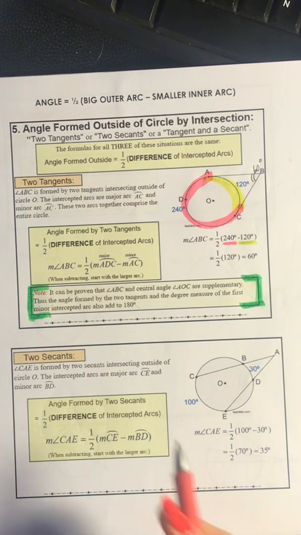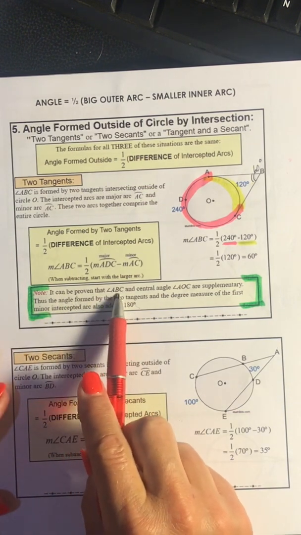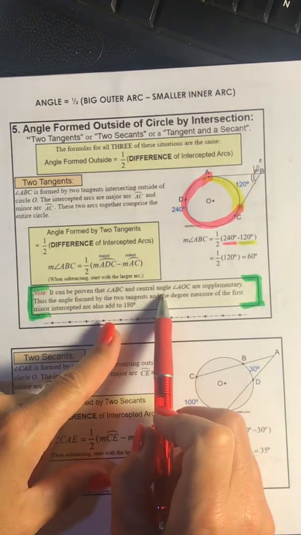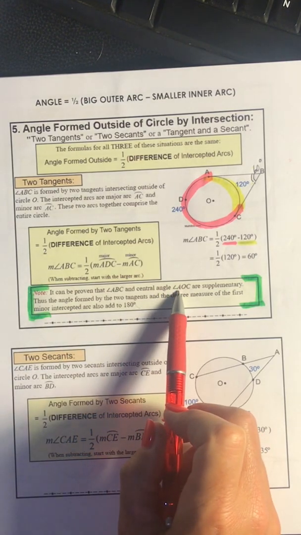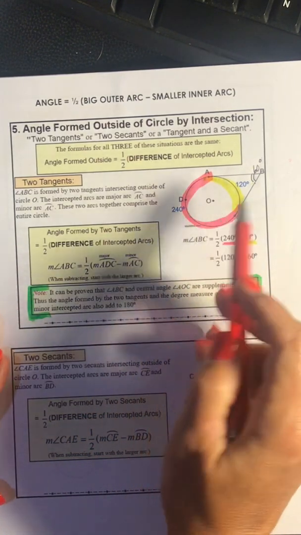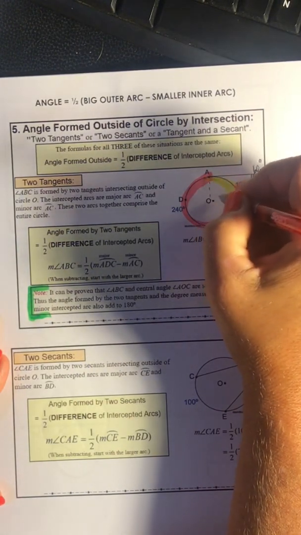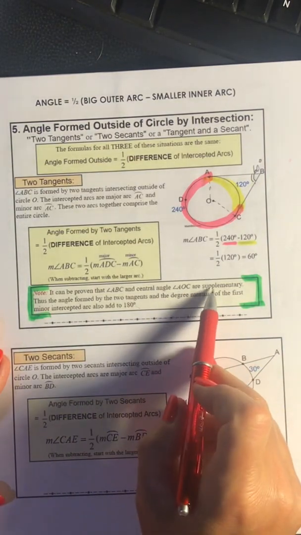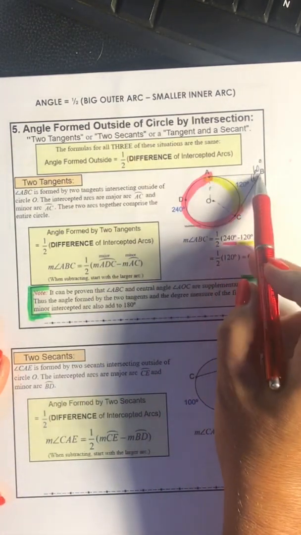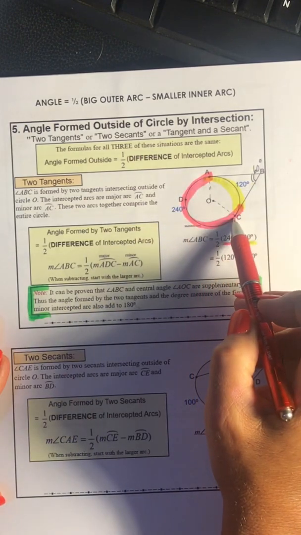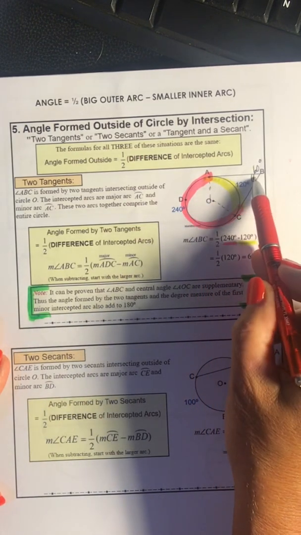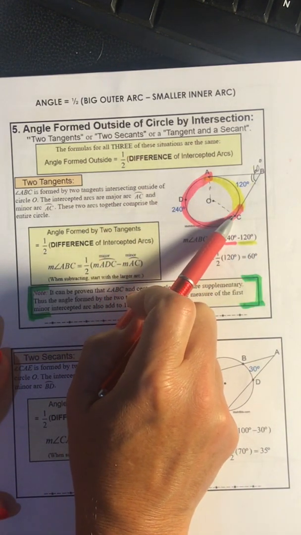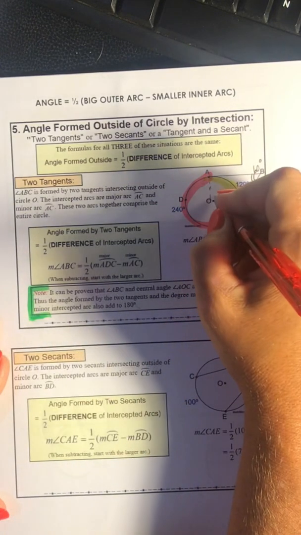We haven't proved it yet, but it can be proven that the measure of this ABC, this 60 degrees, and the central angle of AOC, this central angle right there, is supplementary. Hey, doesn't this kind of look like that quadrilateral thing that we had going before? Opposite angles are supplementary. We know if this arc is 120, the central angle has got to be 120.